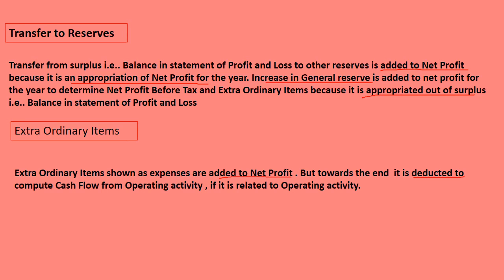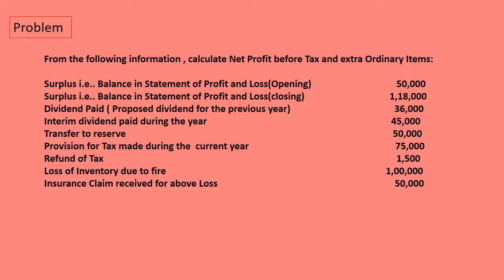Extraordinary items shown as expenses are added to net profit, because when we showed it as an expense, our net profit had decreased. Now we have to add it back. If it is an income, then we have to deduct it. But towards the end, it is deducted to compute the cash flow from operating activity. To find the net profit before tax and extraordinary items, we have to add it back. But when we prepare the cash flow, at the end of that, we have to deduct it, if it is related to operating activity.